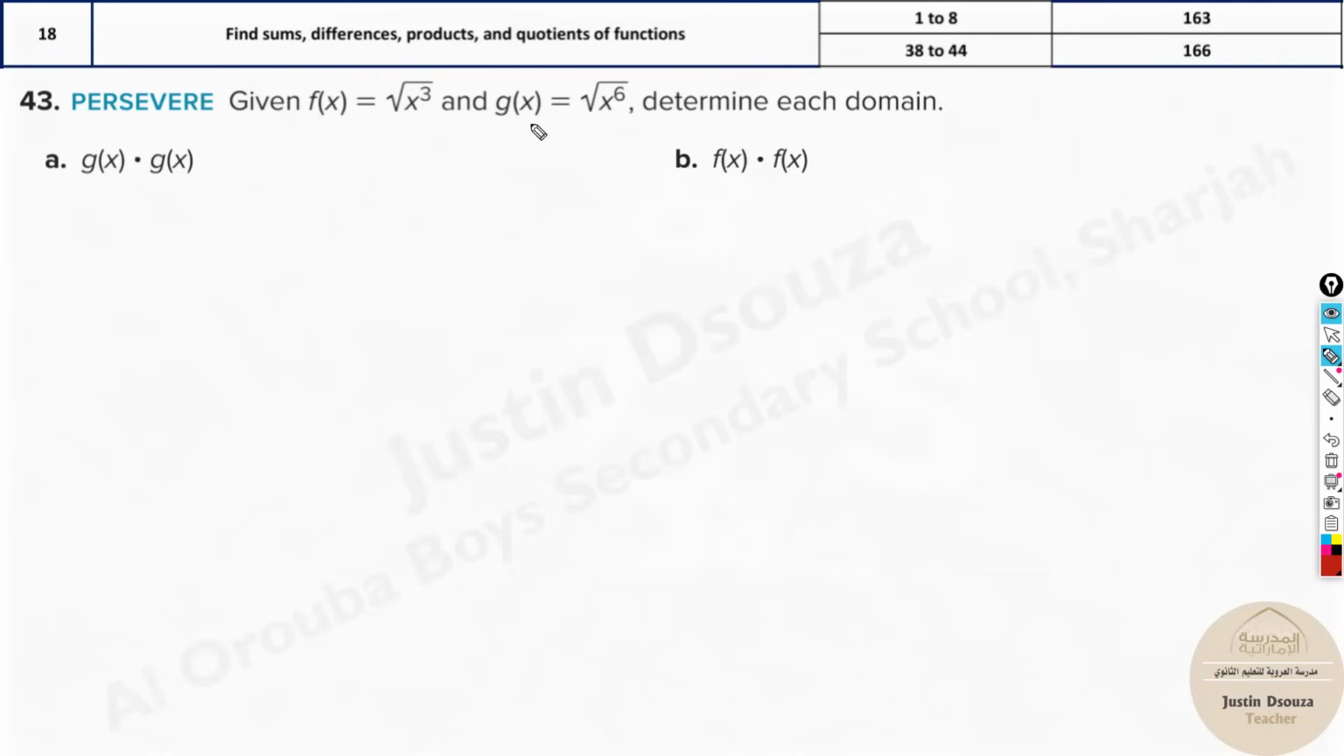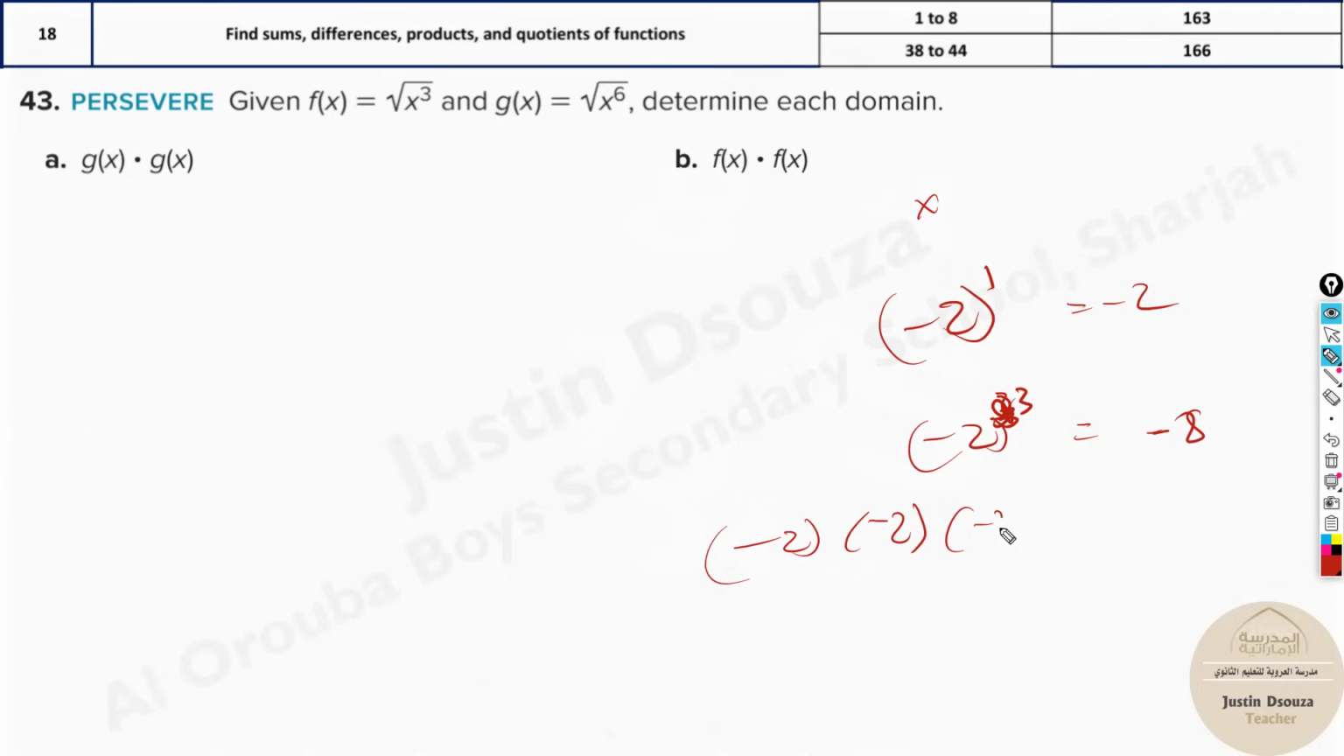But when there is an odd power, say you have -2 to the power 1. This is just -2, right? Say you have -2 to the power 3. It's going to be 8, yes, but it'll have a negative sign. Why? Because -2 times -2 times -2. This will be positive 4 times -2, which is -8. So this is negative. Whenever you have odd powers, the negative sign remains.